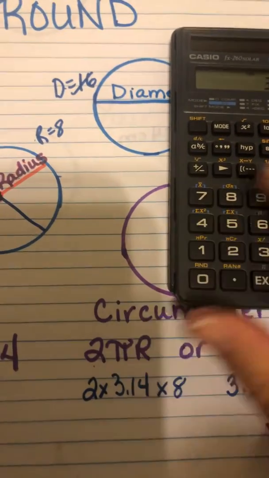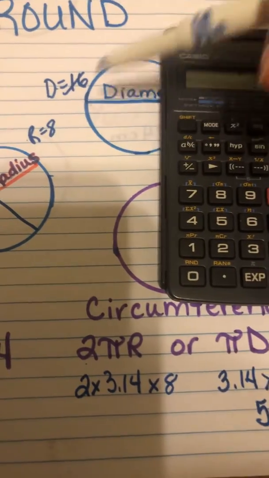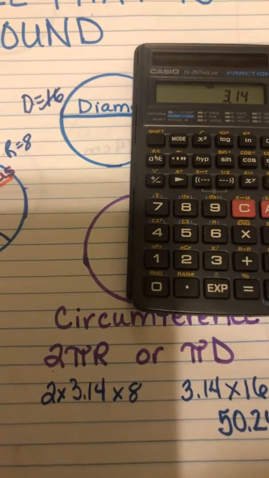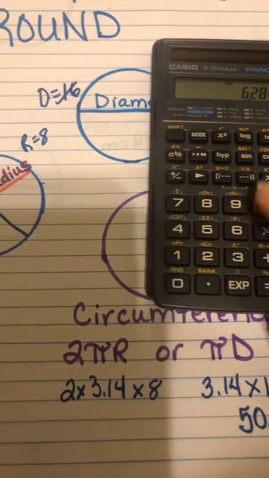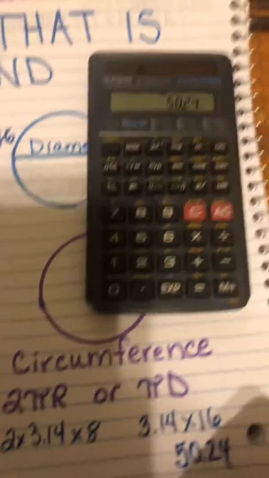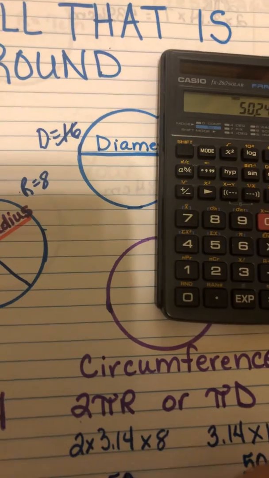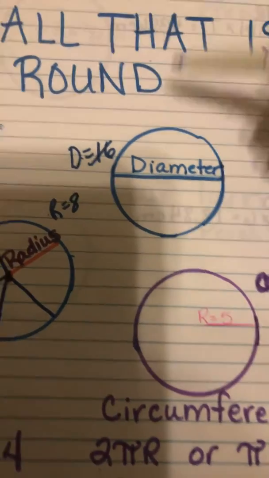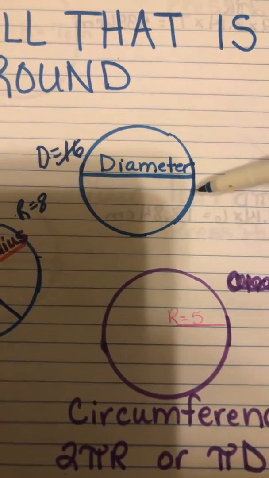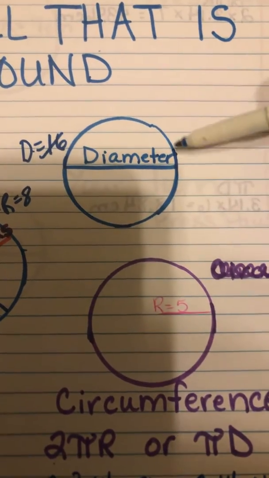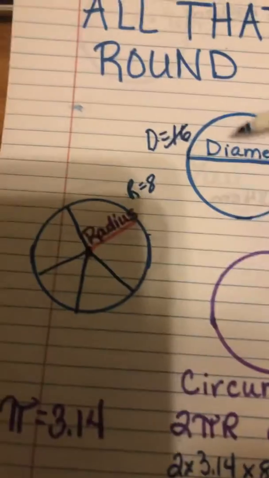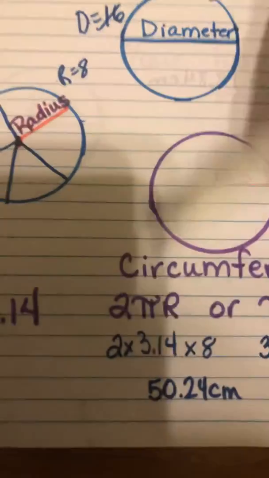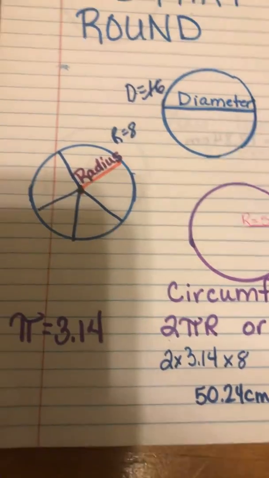So let's see what we get. Do you think it would be the same? Do you think I would get the same circumference for this as this? Let's see what we get. So I'm going to put 2 times 3.14 times 8. And yes, I got the same. I got 50.24 centimeters. And that only makes sense because we started off with this circle that had a diameter of 16. So now we know that going all the way around the outside is 50.24. Well, if we cut the diameter in half and use a radius of 8, it's still the same size of a circle. So my circumference should still be the same.